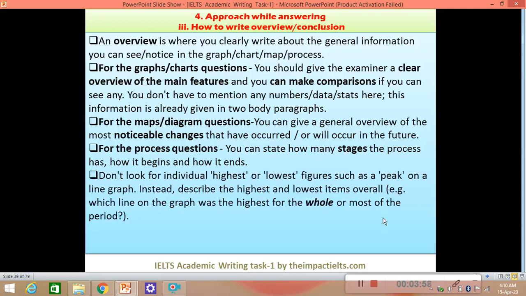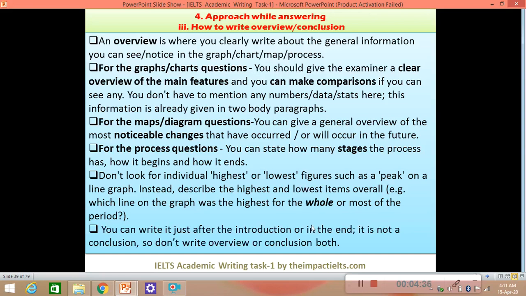Do not look for individual highest or lowest figures such as peaks. You cannot say this is the top, because you must have already written it in your body paragraph. So please try not to repeat what you have already written in your body paragraph. It should be a bit different from the body paragraph's information. You might describe the highest and lowest, as I have told you, as an overall, perhaps if it covers the entire picture as a whole, and you can write it just after the introduction or at the end.